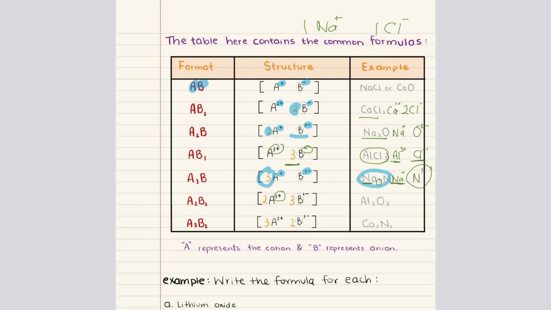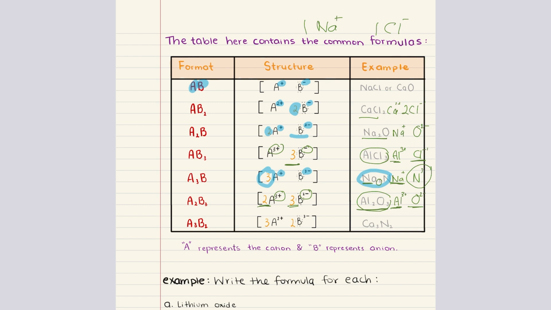Then, if we have a 3+ cation paired up with a 2- anion, we're going to need 2 cations for every 3 anions. An example of this is aluminum oxide. Aluminum forms a 3+ cation. Oxide anions have a 2- charge. For 2 cations, we're going to need 3 anions. So aluminum oxide has the following formula, Al2O3.